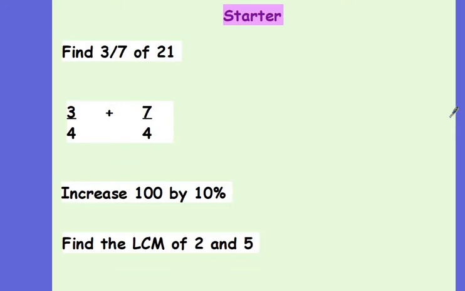Right, let's go through the answers. So if I want to find 1/7 of 21, I need to do 21 divided by 7, which will give me 3. And then Sophie, if I wanted to find 3/7, what do I need to do with that 3? Multiply it by 3, thanks Sophie. So 3/7 of 21 will give me 9.